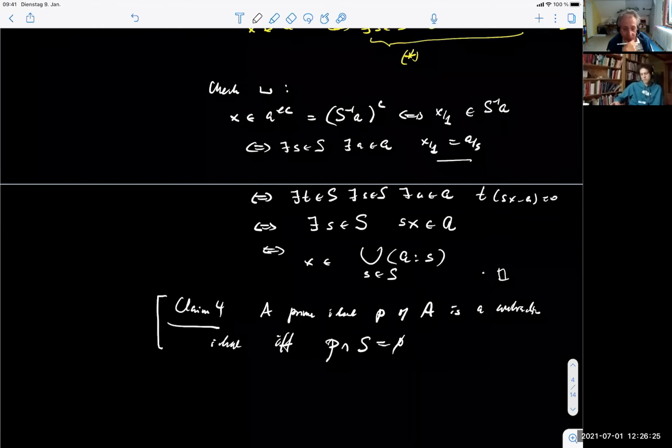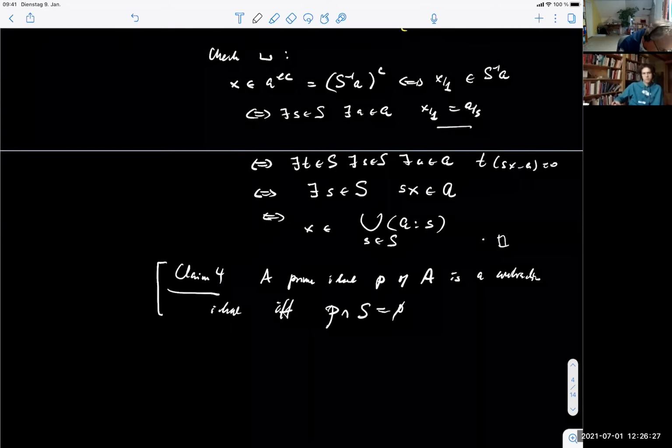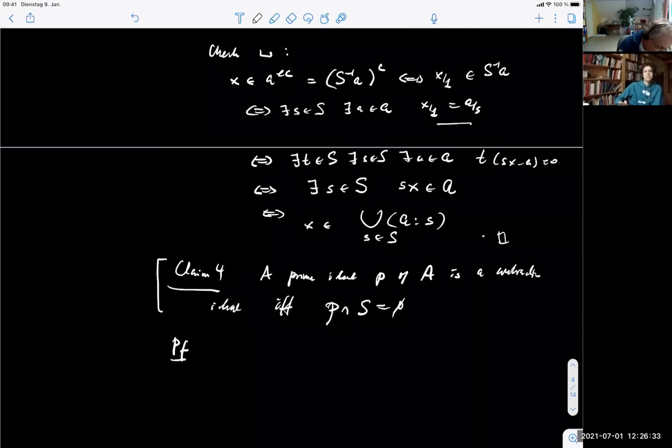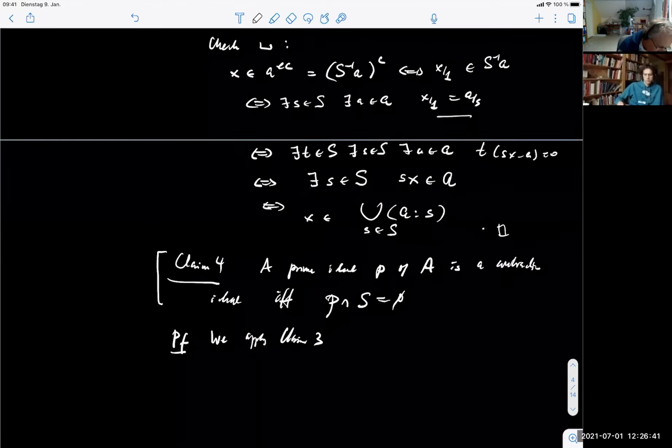Let's prove that. Actually, maybe I shouldn't have done claim 3 and proven claim 4 directly, but anyway, we apply claim 3. I give another proof of claim 4 later. One direction is a trivial one. If P intersects S, then after extending, you get everything, and you cannot have a prime ideal. So let's assume P intersected with S is empty.